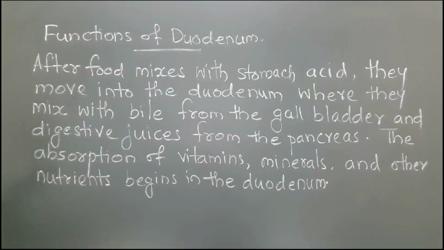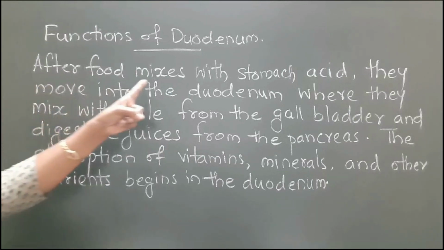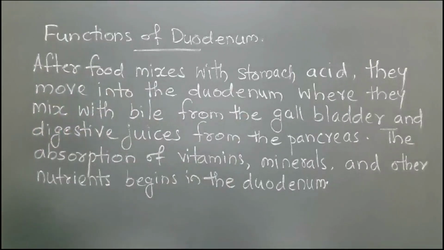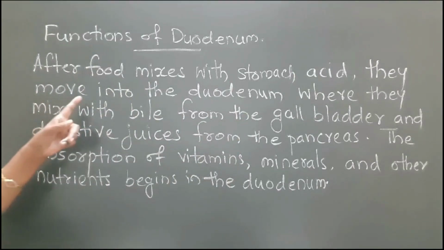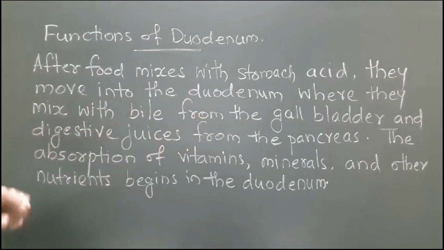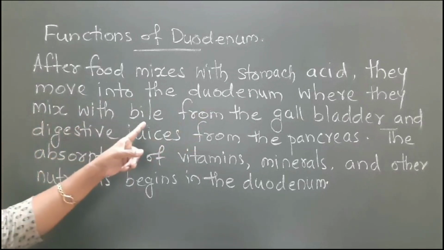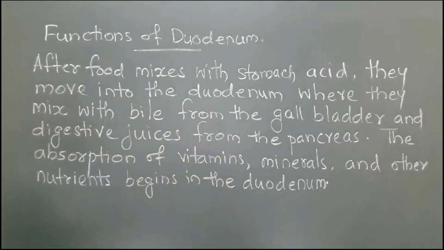Let's see the functions of the duodenum. After food mixes with stomach acid, it moves into the duodenum where it mixes with bile from the gallbladder and digestive juices from the pancreas. The absorption of vitamins, minerals and other nutrients begins in the duodenum.